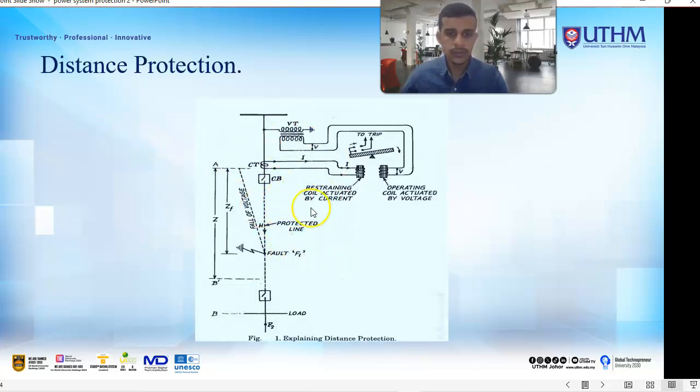So this is the scheme of distance protection. It has a CT, a PT, a circuit breaker, and faults F1 and F2. This is typically used for high voltage transmission lines. So what is the working principle of this diagram?